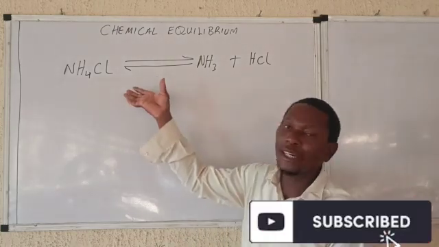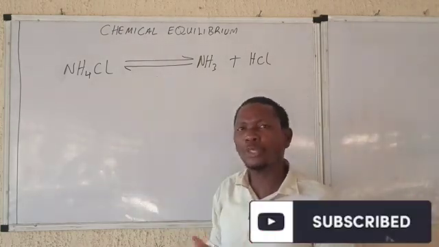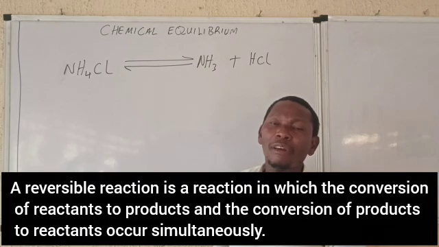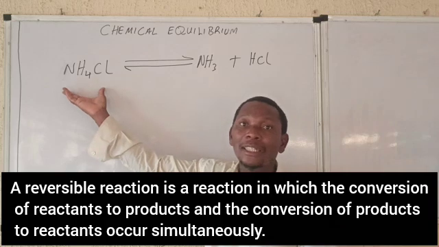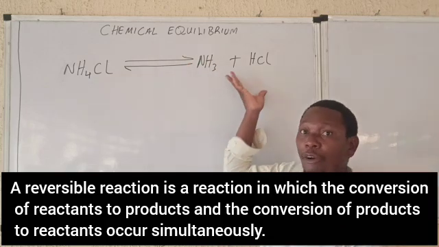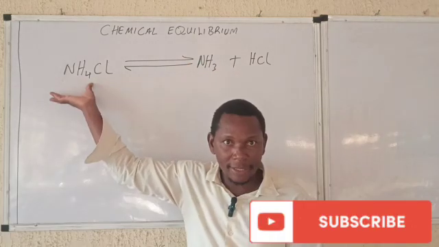Now, we have been talking about reversible reactions. What do you understand by the term reversible reaction? A reversible reaction is a kind of reaction in which the reactant can form the product and the product itself can react to form the reactant.